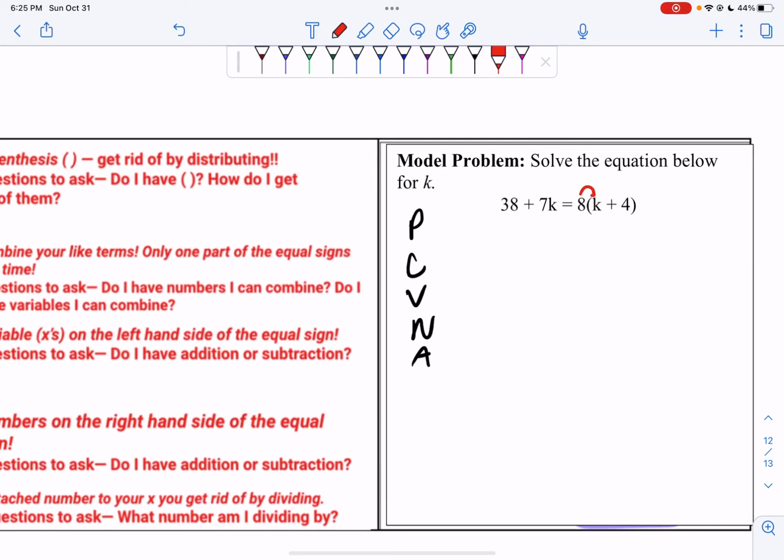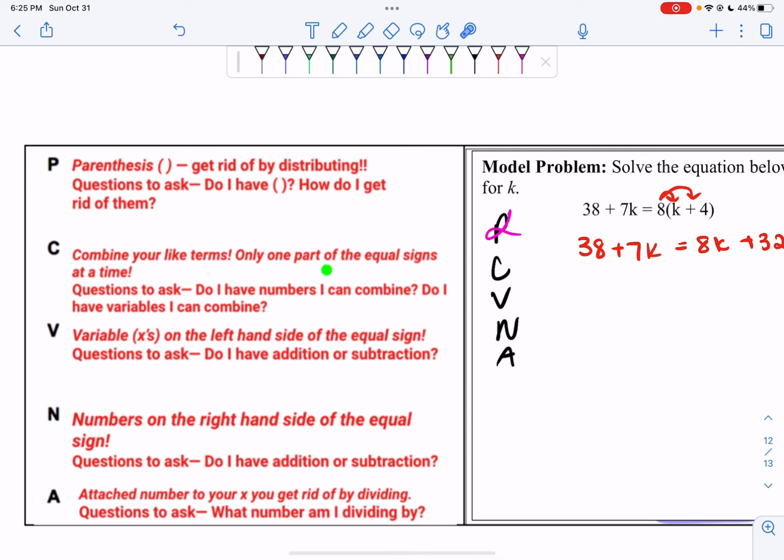So I'm going to distribute my 8 to my k and my 8 to my 4. So on the right-hand side of my equation, I'm left with 38 plus 7k equals 8k plus 32. And I got that by distributing my 8 to each term. Now I have no more parentheses.